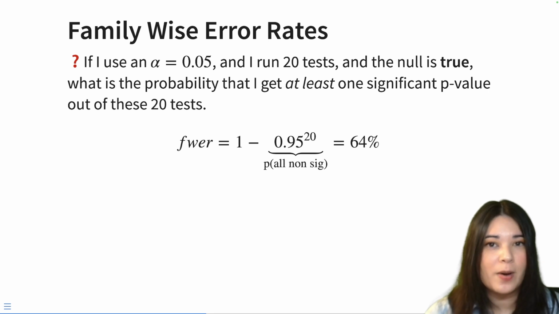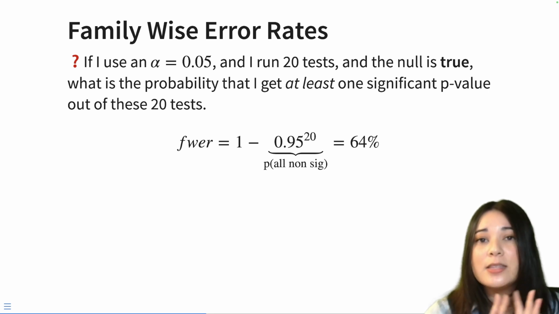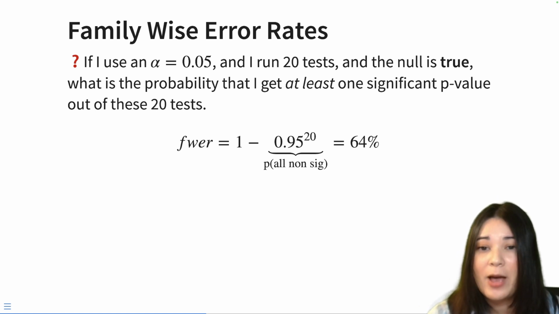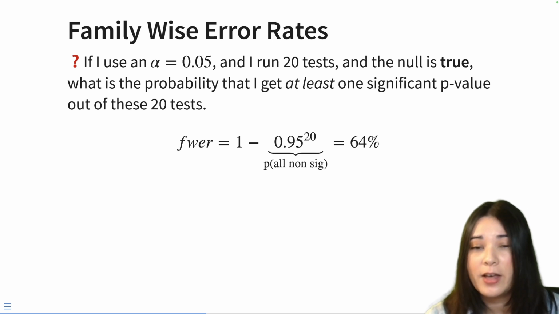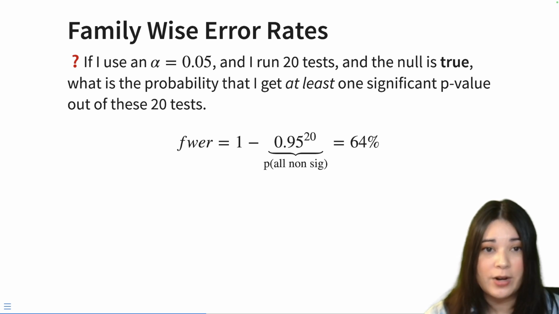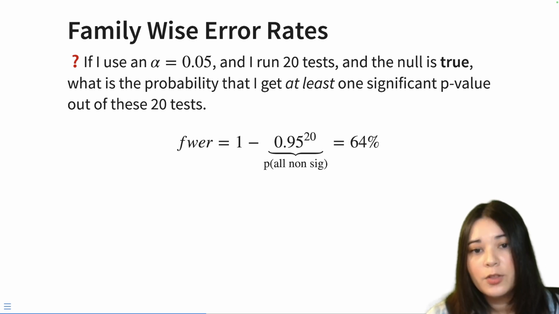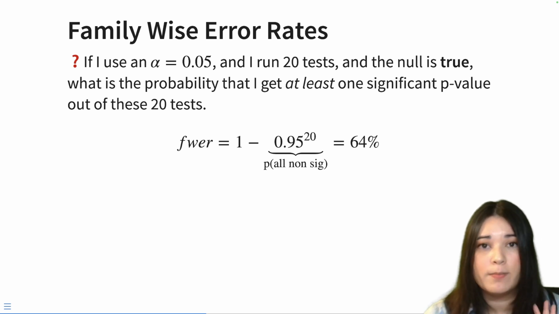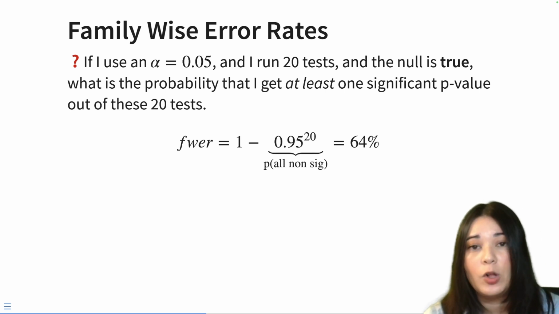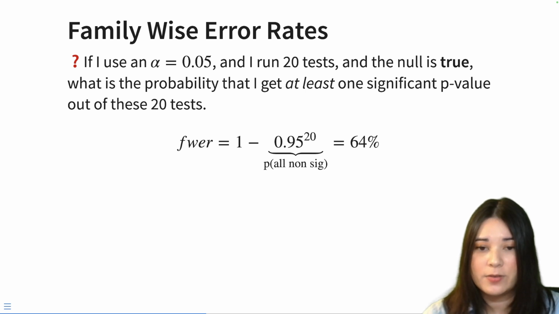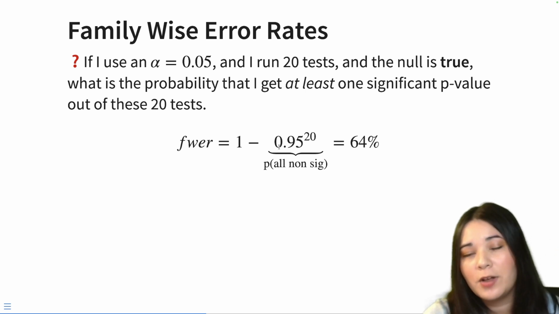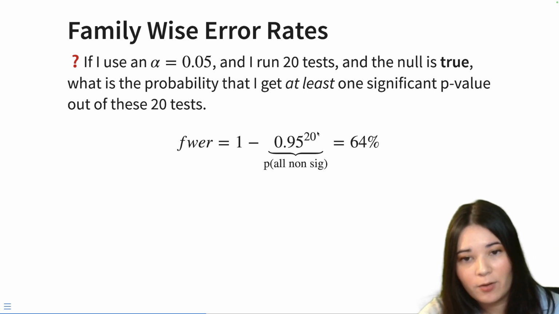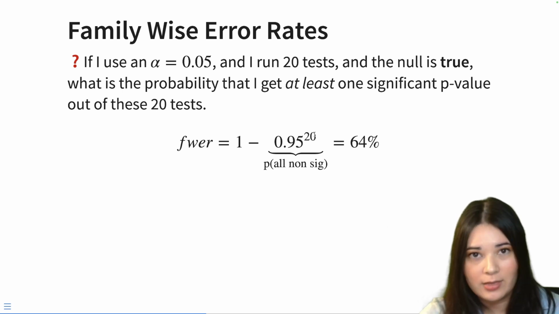All right, trusting that you paused and did that calculation, it's 64%. For this family of tests, 64% of the time, I will get at least one significant p-value, even though my nominal type 1 error rate is 5%. The way we can calculate that is by doing 1 minus the probability that we get all 20 non-significant p-values. This is going to be 1 minus alpha, or 0.95 to the 20th power, and 1 minus that to calculate the probability that we get at least one significant p-value.